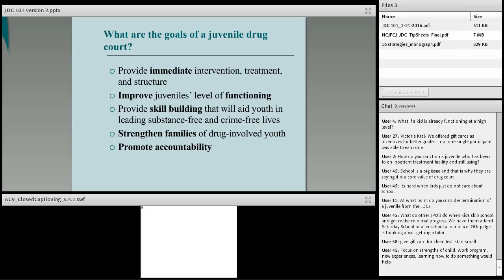And that goes into Rosanna's question about at what point you consider terminating. I think it's really important for courts to actually think about terminating probably sooner than they do. Most juvenile drug courts will let a kid fail a number of times before they have the termination conversation. And it's because of this: you want to help them, and you recognize that they have high needs and that they're at risk. And so you try a lot of different things.